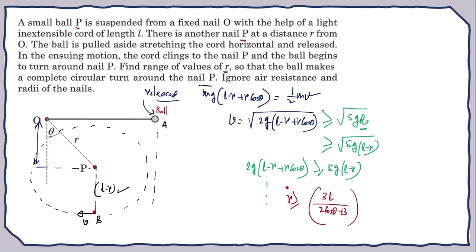Please check it and write in the comment box whether you are getting the same answer or not. So that is the value of R. For this R only, the particle or the ball will complete the vertical circle.